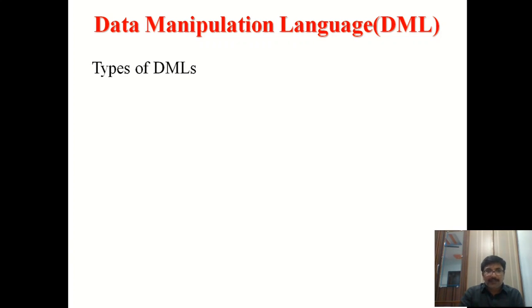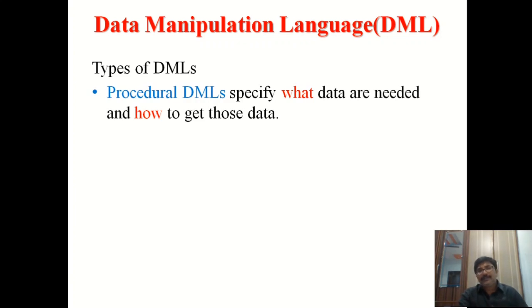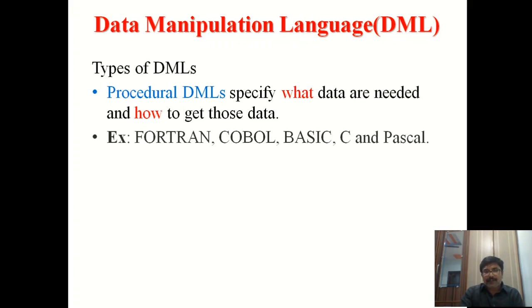And the next one, what are the types of DMLs? Here we have 2 types of DML. The first one is procedural DML, and the second one is declarative DML or non-procedural DML. The procedural DML specifies what data are needed and how to get those data. The examples of this procedural DML are Fortran, formula translator; COBOL, common business oriented language; BASIC, beginner's all purpose symbolic instruction code; C and Pascal languages. These are all procedural languages.